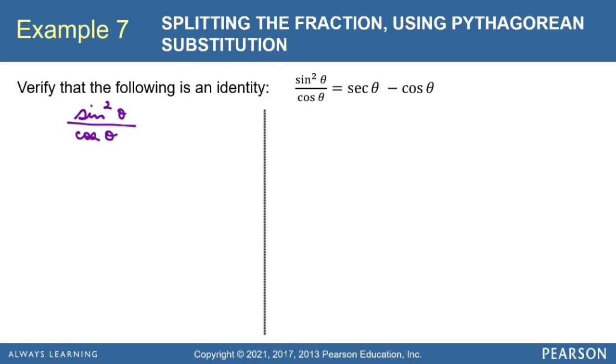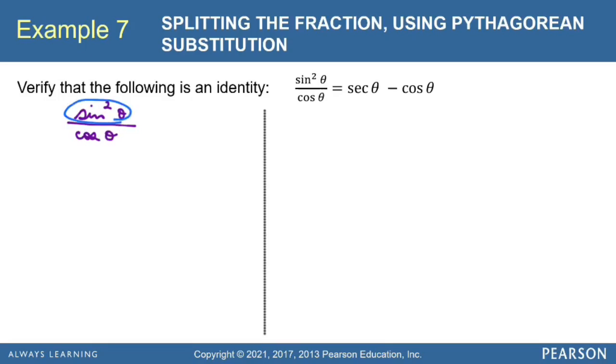Now when we're trying to decide what move to make next, we look at what we've got and we compare that to what we want it to look like. And this expression that we're aiming for has 2 terms. So we would like to create something with 2 terms over here. So is there a way to change this sine squared theta into something that has 2 terms? Well, of course, it's a squared function, so that makes us think of our Pythagorean identities. And we know that sine squared theta plus cosine squared theta is 1. And that means that 1 minus cosine squared theta is sine squared theta.